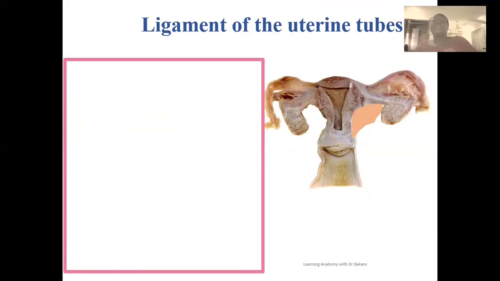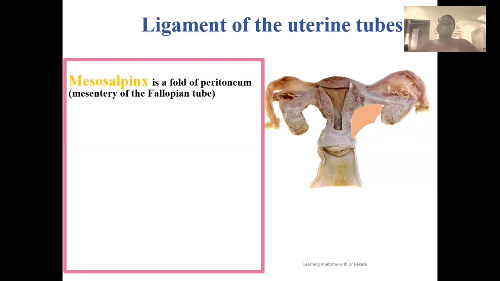In looking further at the structural connection between these structures, the uterus, the ovary, and the fallopian tube, we would be looking at the ligament of the uterine tube. This ligament also helps to create further structural connection between these three structures. So we look at the mesentery of the oviduct. The mesentery of the oviduct is specifically called the mesosalpinx. The mesosalpinx is a fold of peritoneum that is seen to connect the oviduct to the surrounding structure.